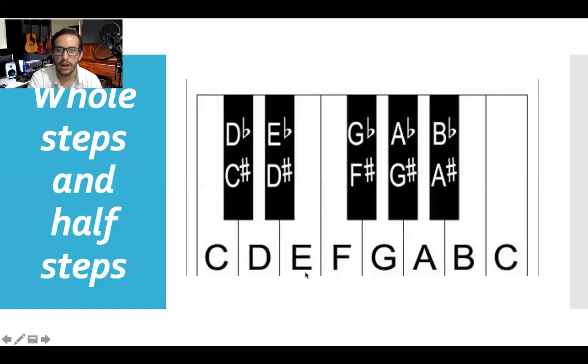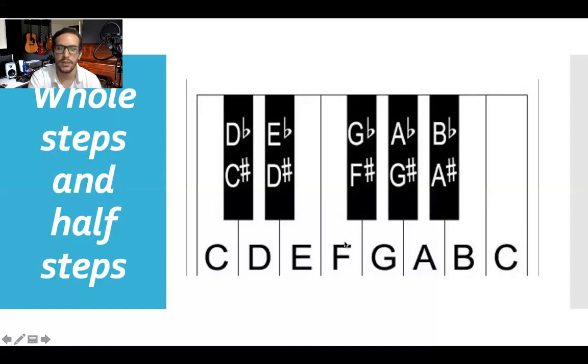And what if we are here in A? Okay, what is a half step away from A? We say one note here, A sharp. Okay, we can go higher, like to the right, or we can go lower to the left.